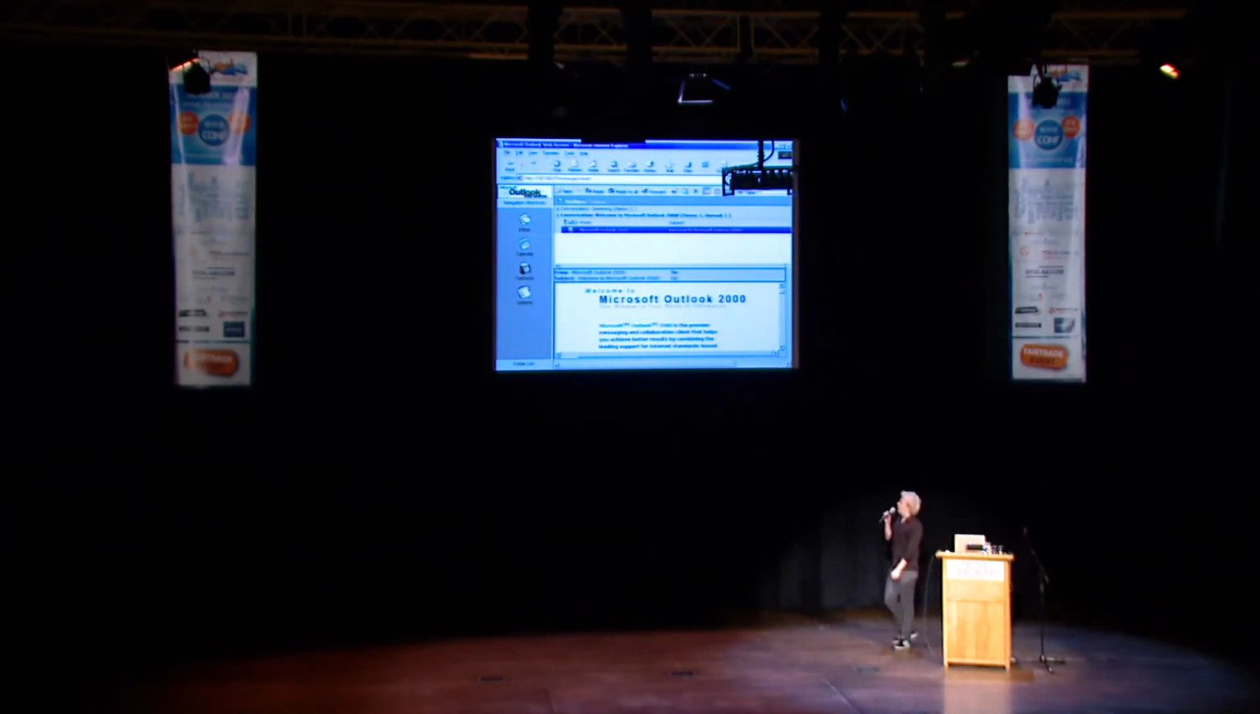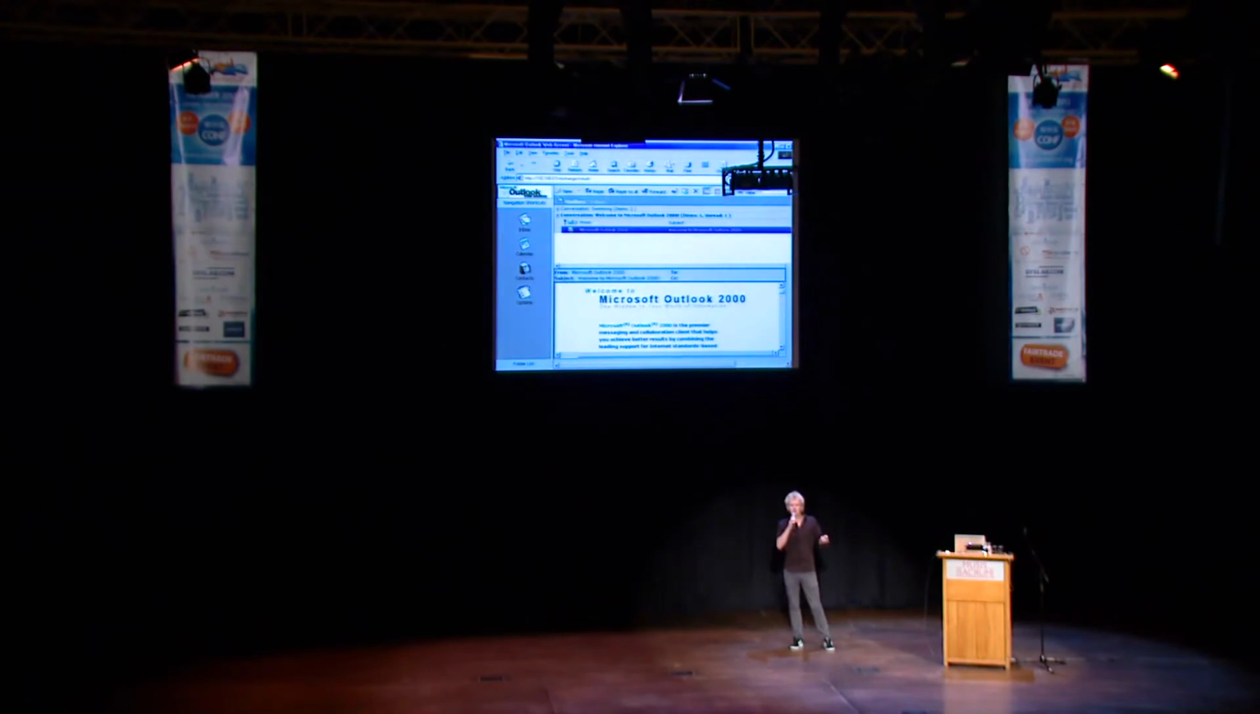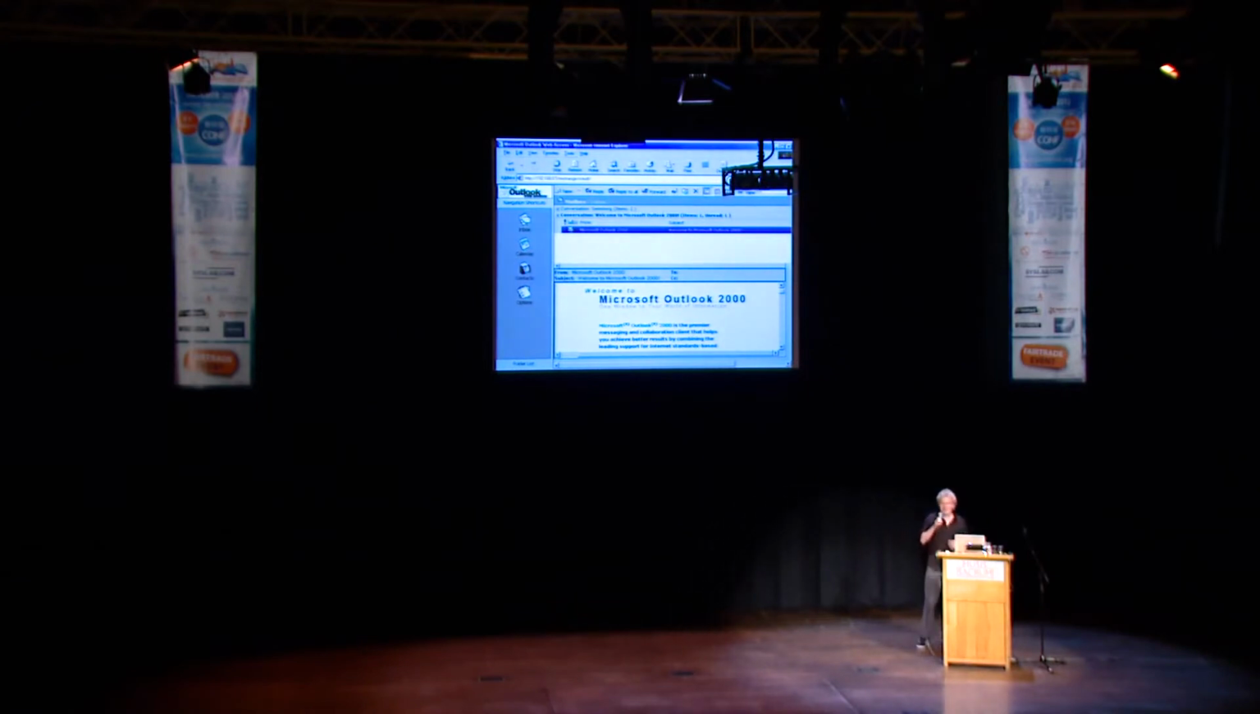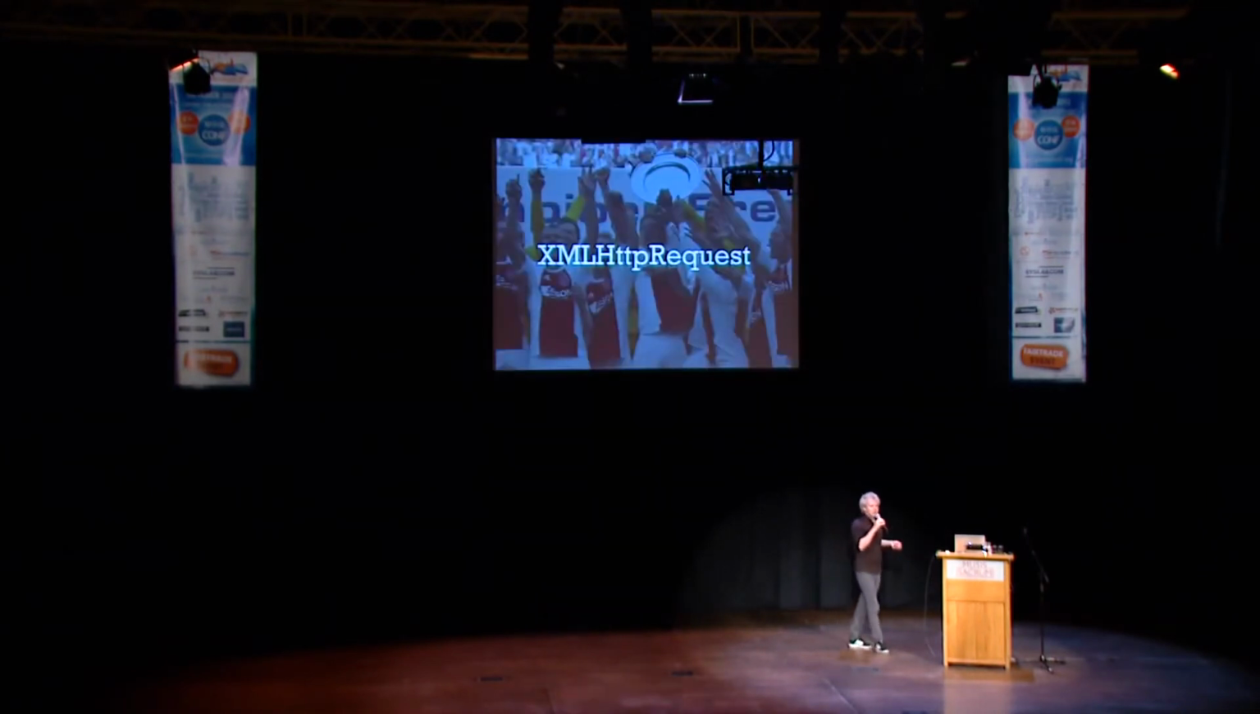And it was called Outlook Web Access. But up until then, it was not possible to send data from the client to the server or the other way around without having to refresh your whole page. So they decided they wanted to build an ActiveX component, a plugin for Internet Explorer 5 that allowed you to do HTTP requests either from JavaScript or from VBScript to a server. And that was the birth of the XMLHttpRequest.